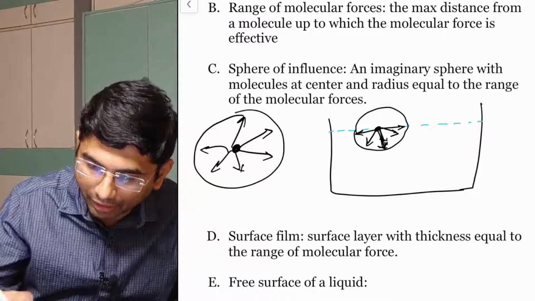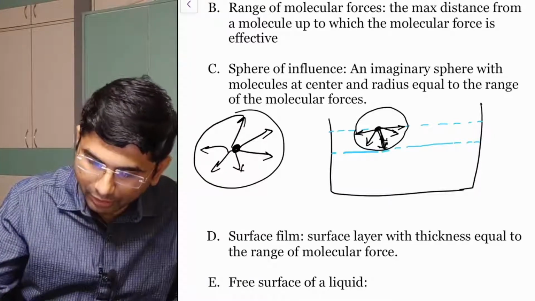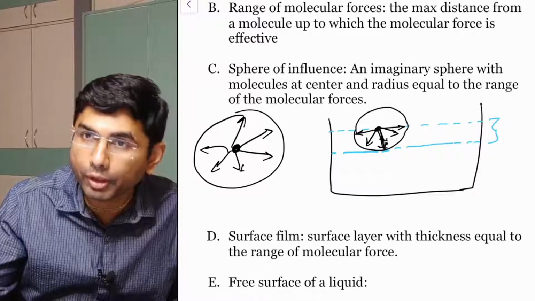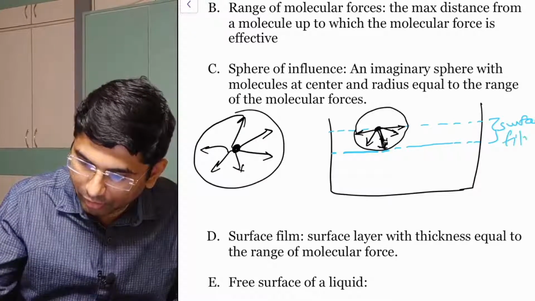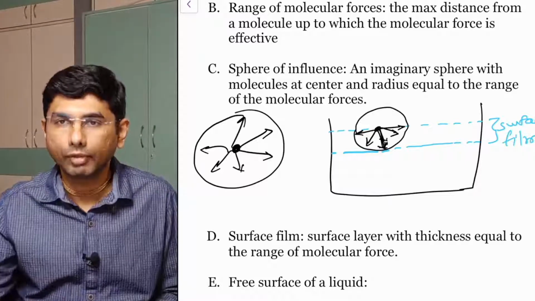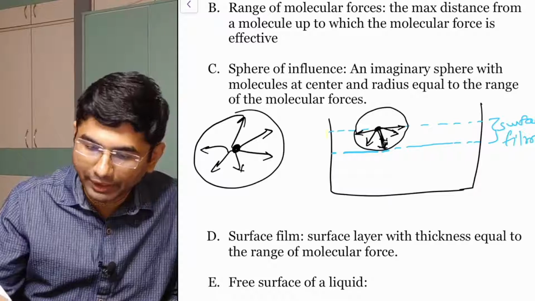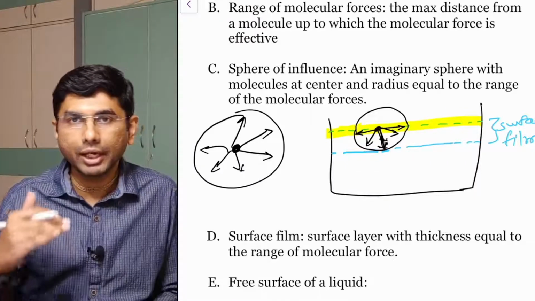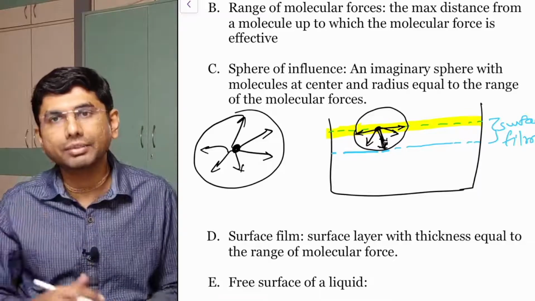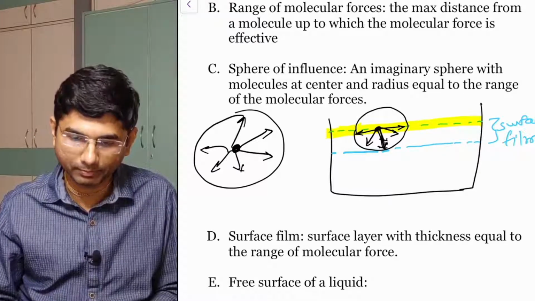If I just make another line here, now this layer will be called the surface film. And then the free surface of liquid. Now, what is the free surface of liquid? The free interface is the boundary between the liquid and the solid, or the liquid and the gases. Whenever there is a boundary, that surface will be called the free surface of the liquid.